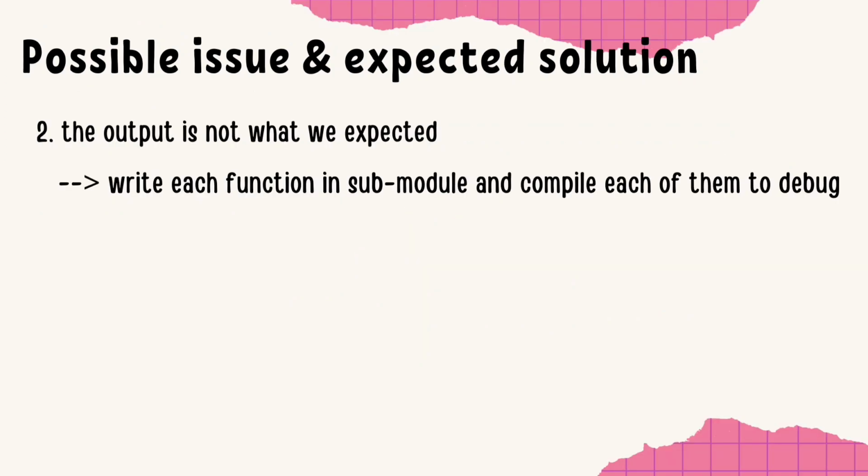And the second possible issue we think is that the output may not be the same as what we expected. And the solution we think is to write each function in a submodule and compile each of them to debug.